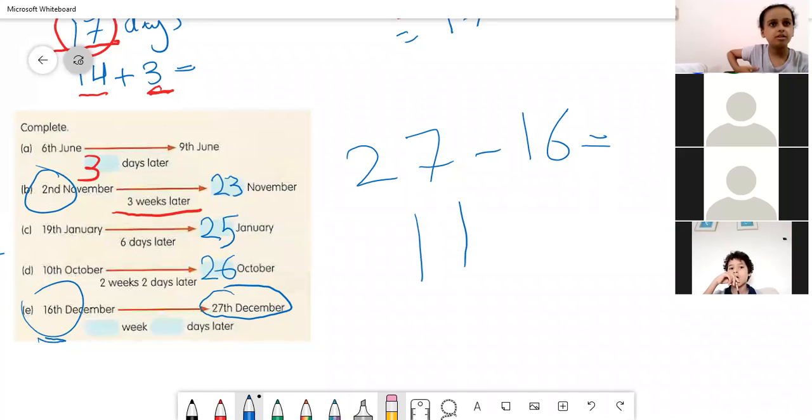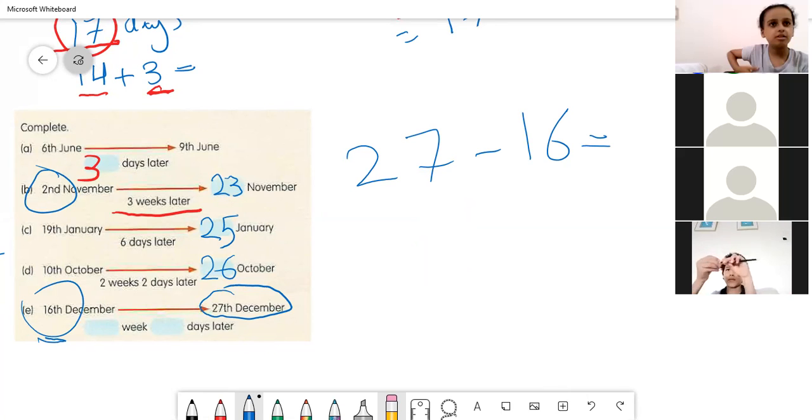How many days? No, I do plus from 1 to 27. I do 1 week. It's 7 days. 2 weeks. Okay, you can not use this way. Look here. You can use this way.